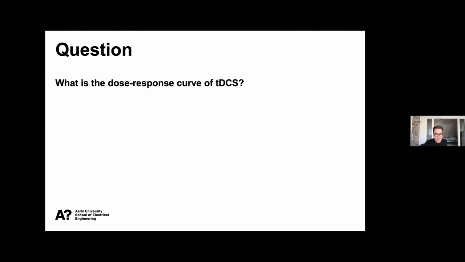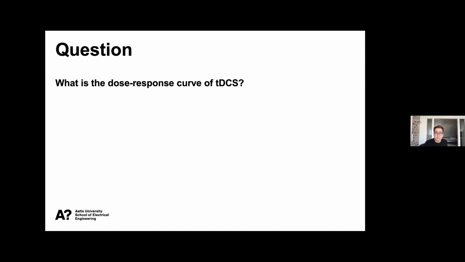So the question is: what is the dose response curve of tDCS? It seems that the effects of the electric field can be quite variable depending on the stimulation parameters. The whole idea of calculating the electric fields is, of course, to better target the stimulation so that we can get the desired effect, and also do the calculations individually so that we can reduce the variability.